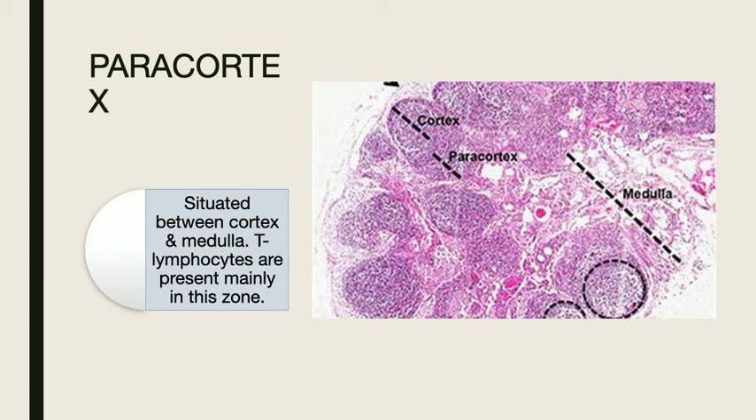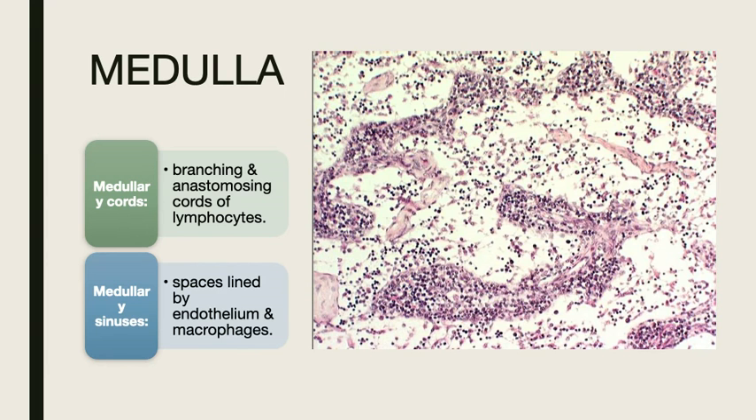The medulla, the second component of the parenchyma, is the medulla. The medulla is formed of two parts, the medullary cords and the medullary sinuses. It appears paler in staining than the cortex as it is less packed with lymphocytes. As you see here, there are a small amount of lymphocytes and a large amount of empty spaces, which are the medullary sinuses. It is formed of medullary cords that are irregular and branching cords of aggregated B lymphocytes, plasmablasts, and plasma cells.